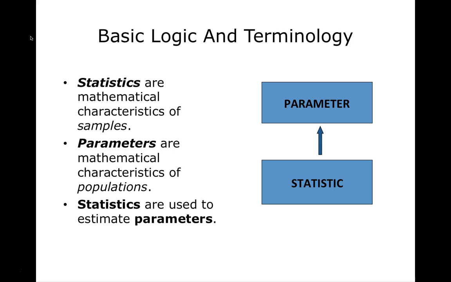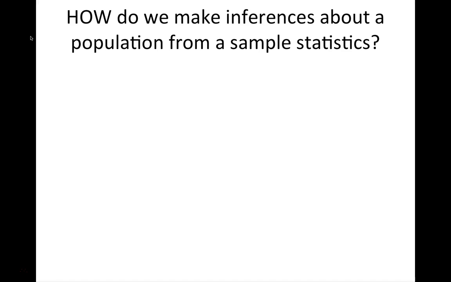And the statistics that we talk about are mathematical characteristics of samples. Parameters are mathematical characteristics of populations. So we may say the sample mean, and that would be the statistic, whereas if we would say the population mean, that's a parameter that we are estimating. And so we use statistics to estimate parameters. And hopefully this will make more sense as we move forward in modules 2 and 3.